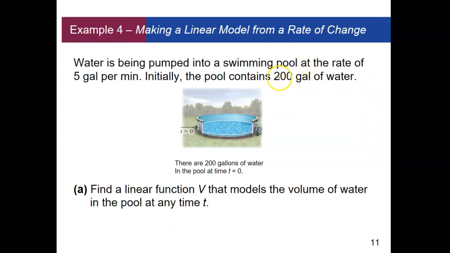Okay, water is being pumped into a swimming pool at the rate of 5 gallons per minute. Initially, the pool contains 200 gallons of water. Find a linear function v that models the volume of water in the pool at any time t.